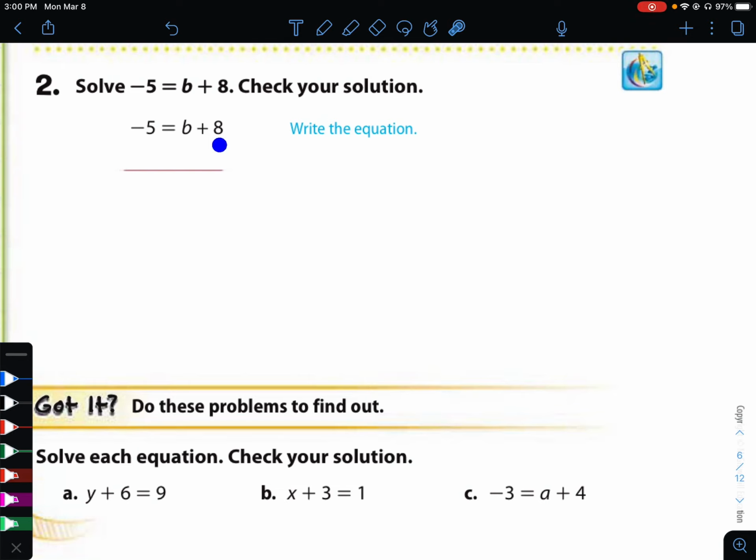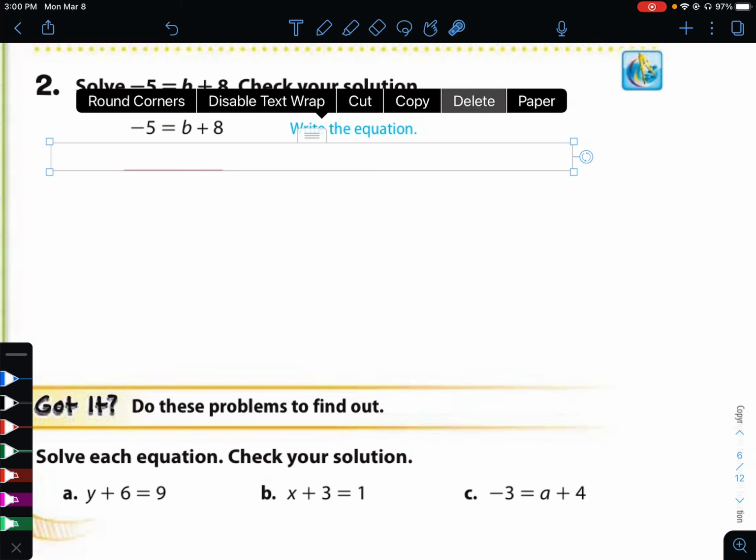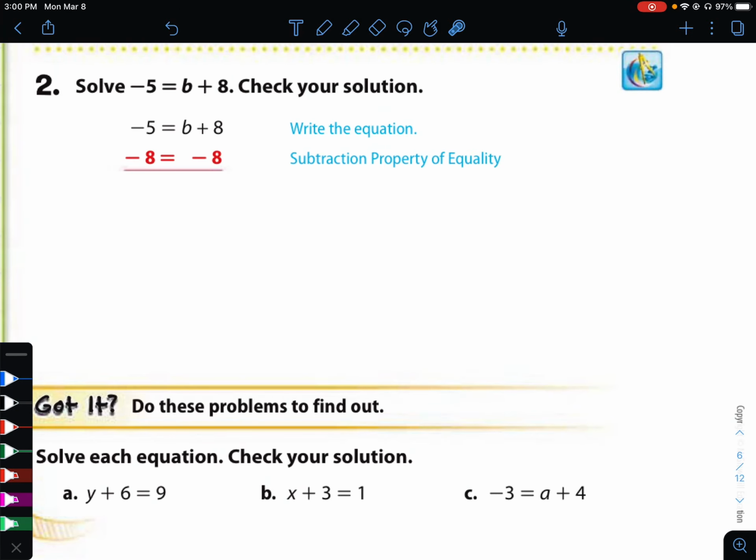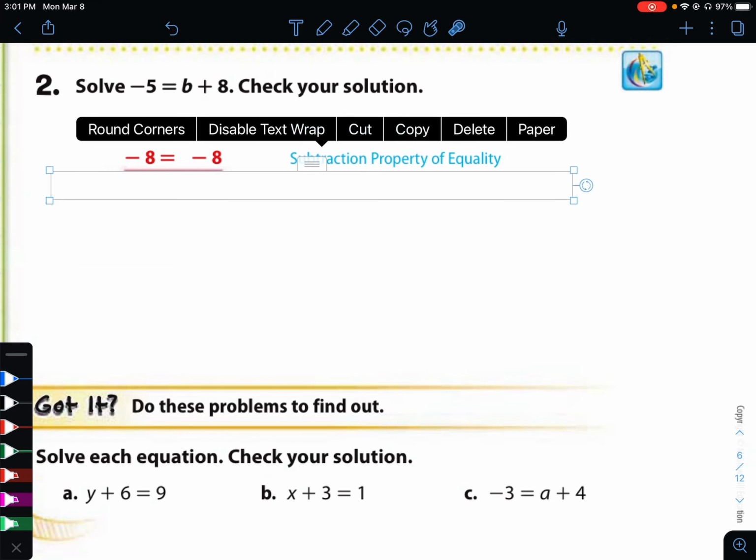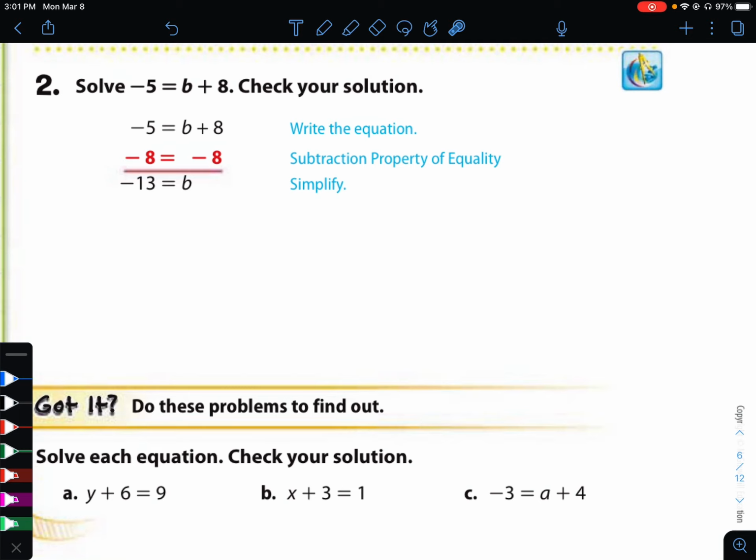So again, the inverse operation of addition is subtraction. We're using the subtraction property of equality. For us to undo positive 8, we need to subtract 8. But since it's an equation, we subtract from both sides of the equation. We now have b. This becomes 0. We're left with b. Negative 5 plus negative 8 will give us negative 13. So b equals negative 13.